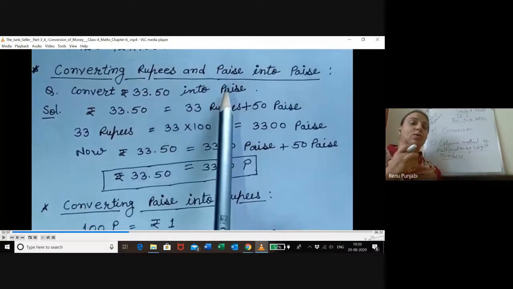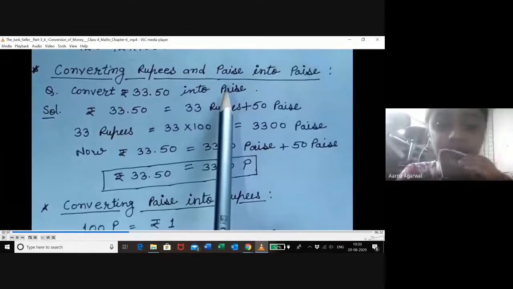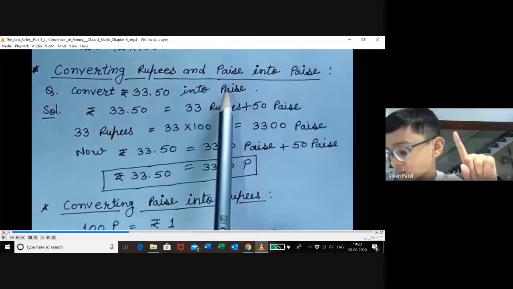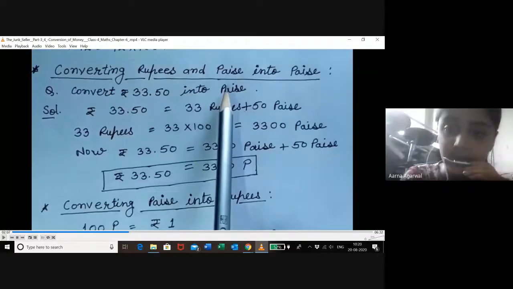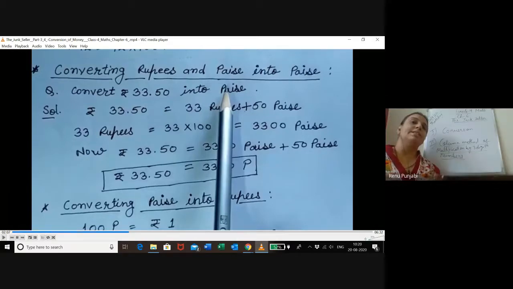Did I ask how many paisas? No, I am asking in 33 point. Listen to my question carefully. In 33.50, can you read this? In this, how will you find out how many rupees are in this and how many paisas are in this? Ma'am, there is a dot in between them, and before the dot, the number is the rupees, and after the dot, that is paisa. Yes. So it is 33 rupees and 50 paise.